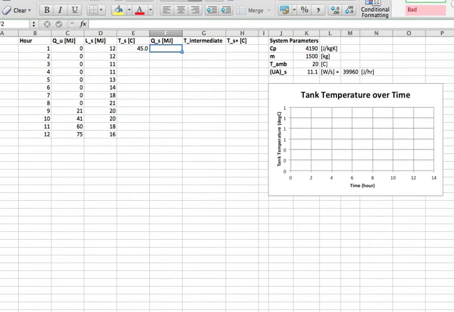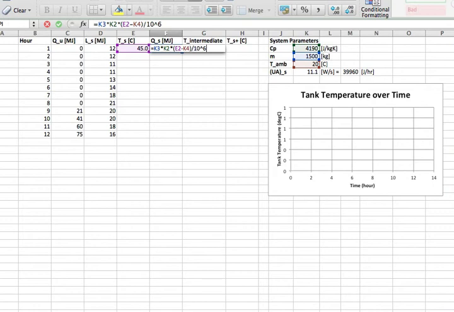For this first thing here, Q_S, how much energy is in the tank, essentially. That's equal to the mass of the tank times the heat capacitance of the fluid times the temperature difference, so 45 minus T ambient. We want this in megajoules because that's the units of our solar gains and loads. So we're going to divide by 10 to the 6th to convert from joules to megajoules.